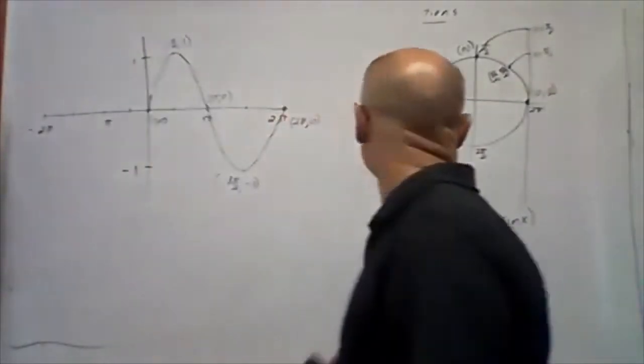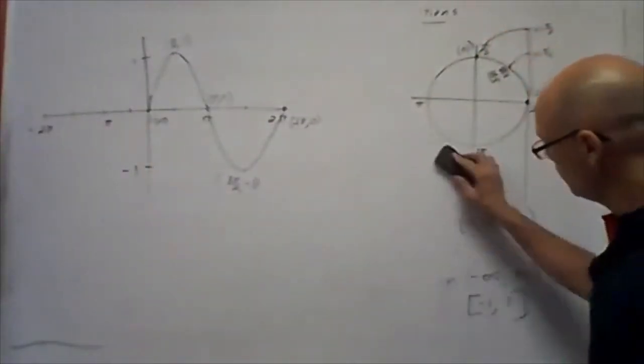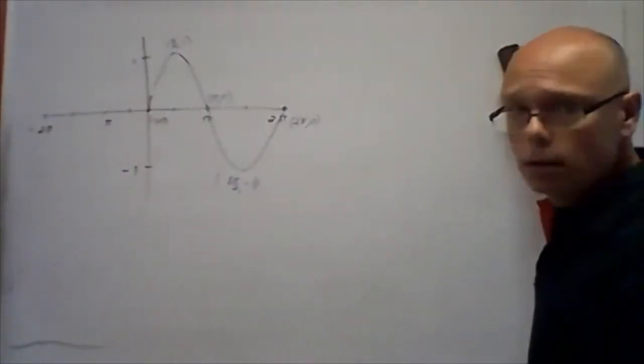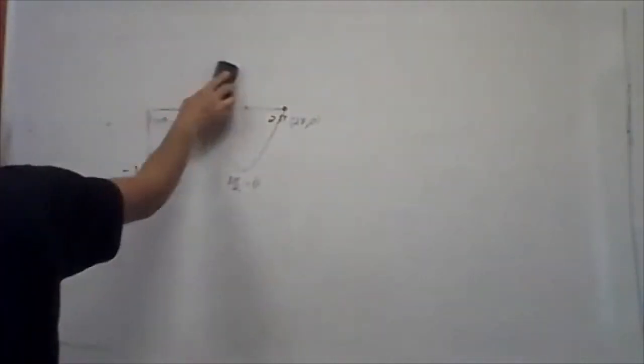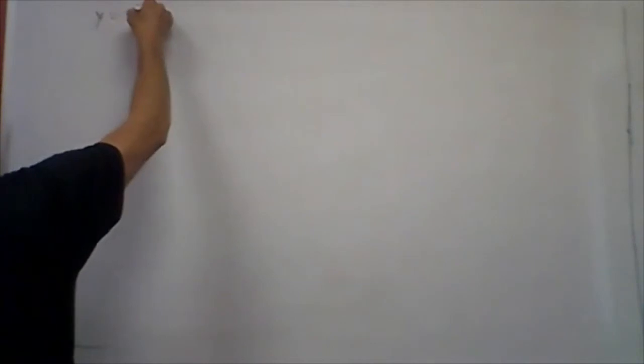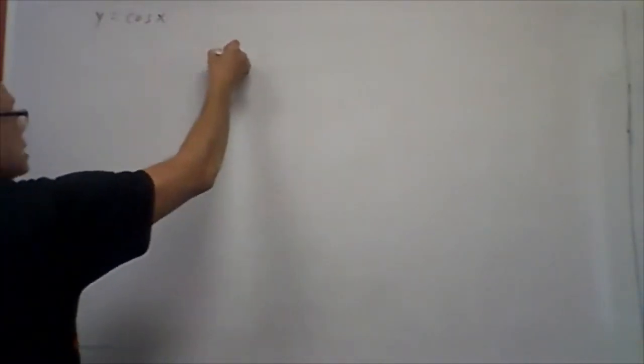Now, what if we were to look at the cosine function? I'm not going to go through how we pick the points like we just did. I'm just going to draw it so I don't bore y'all to death here. So let's look at y is equal to the cosine of x. Let's see what this thing looks like.